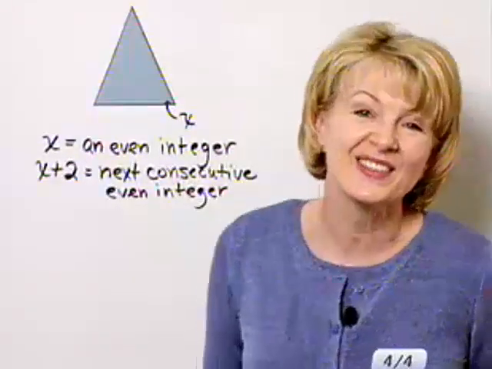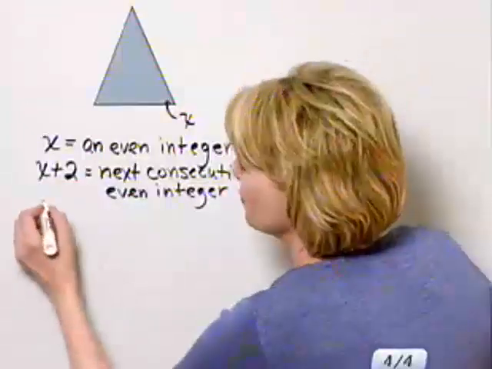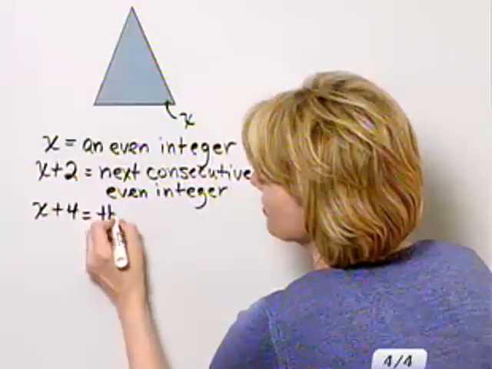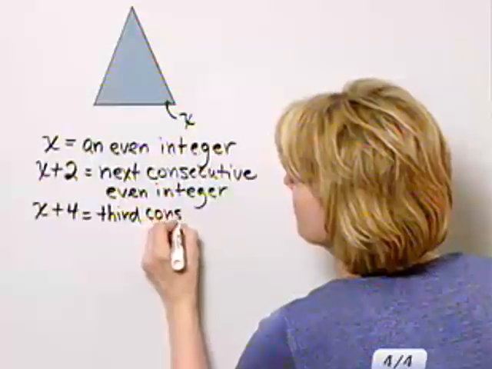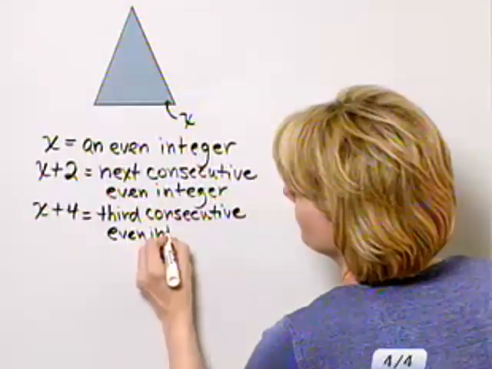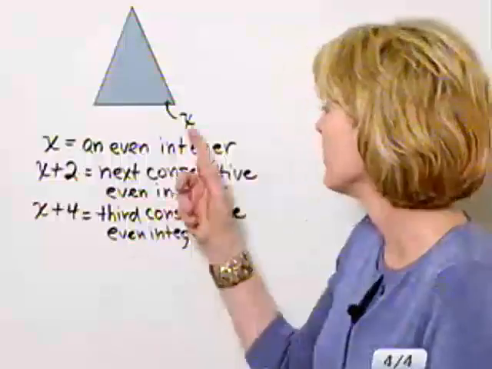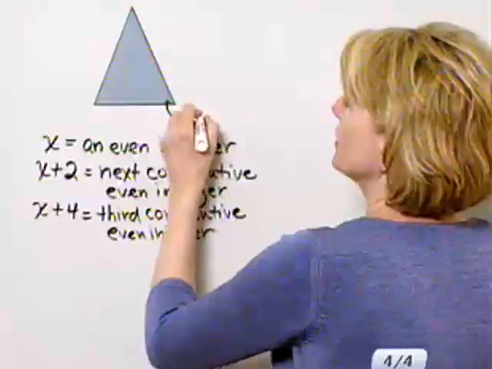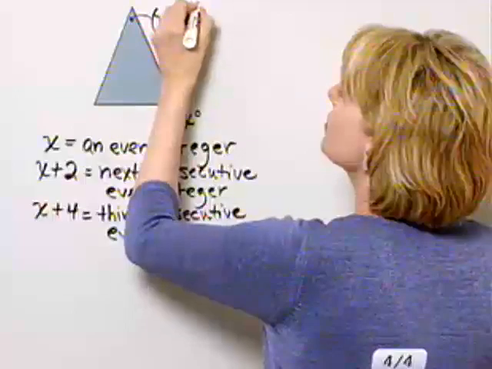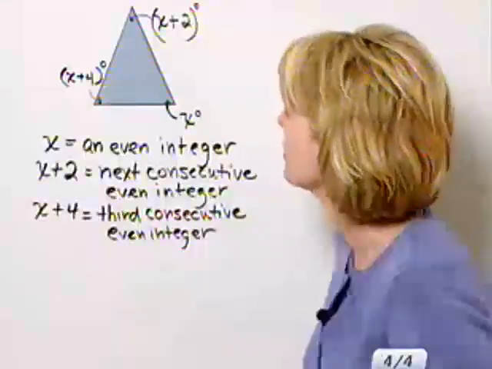And I have 3 angles, so what is the next consecutive even integer? That is this plus 2, which is x plus 4. So x plus 4 is the third consecutive even integer. As far as our diagram goes, then, what do we have? Let's say this angle measures x degrees. This angle measures x plus 2 degrees. And this angle then measures x plus 4 degrees.